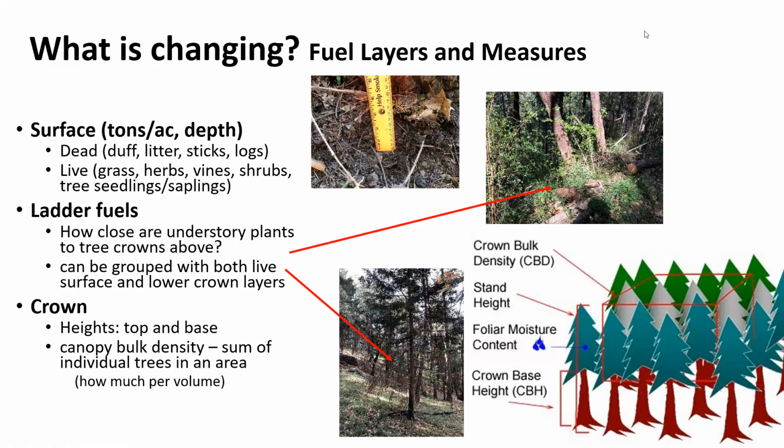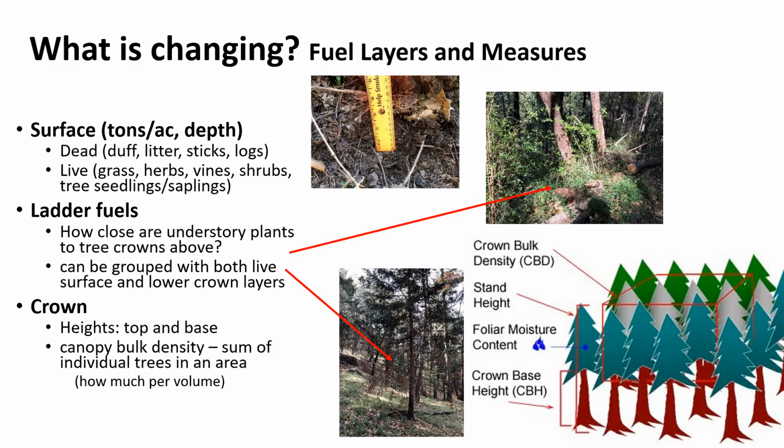So anyway, when we're looking at what's changing with a prescribed fire, anytime we're talking about fuels and fire behavior, we break it down into layers, which I think you've all heard about. The surface, which you can see the ruler there, the dead material, the duff, the litter, the sticks, the logs. And then a lot of people don't really think about the live understory fuels as being important, although if you're doing burning, you can see it being consumed, but it's very important in much of our forest landscapes here. And then the ladder fuels.